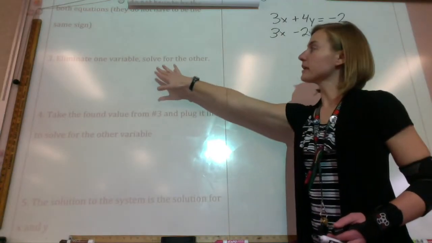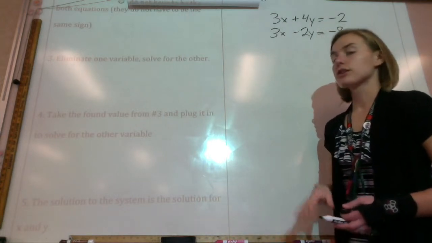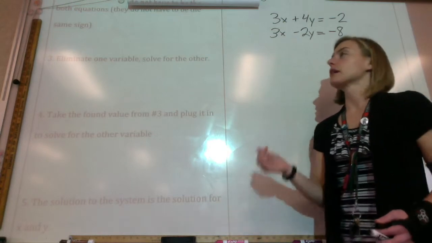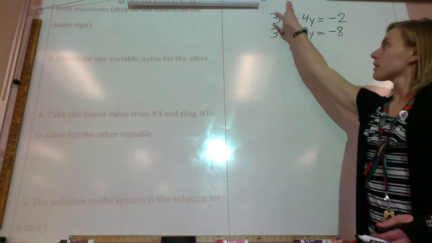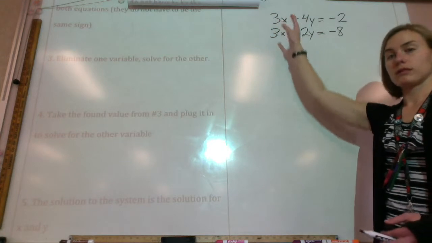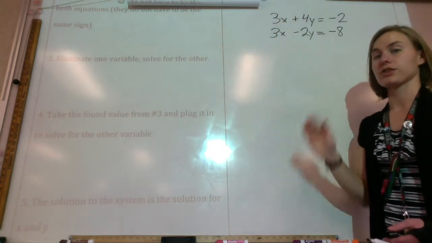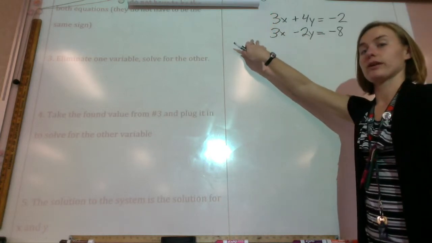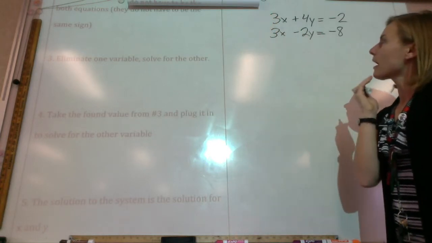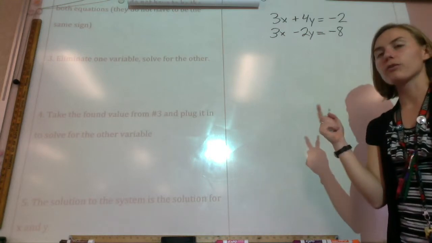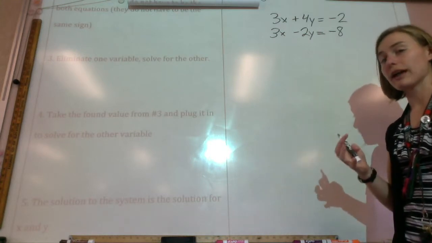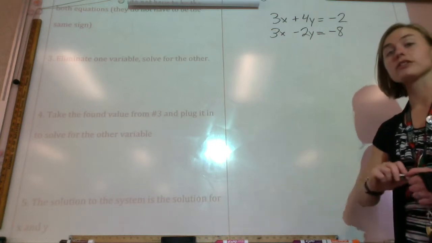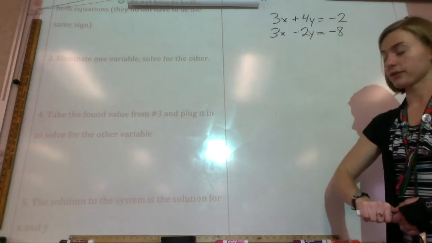Step 3 says eliminate one variable and solve for the other. So here's how we're going to eliminate. We're essentially going to be combining both equations together. Now this is why it's important that we have the same term in both equations so that we can eliminate that term. So I want to either add or subtract both equations together. So I want x to go away. Now because they're both positive, if I want them essentially to go to 0, I'm going to need to subtract them from each other. So that's what I'm going to do. I'm going to subtract the second equation from the first equation.